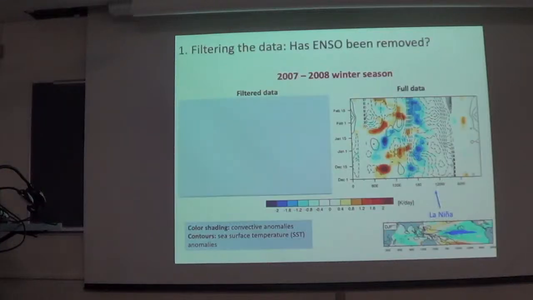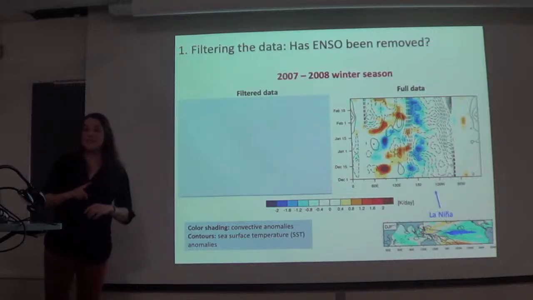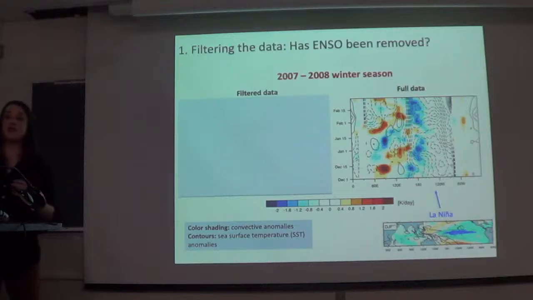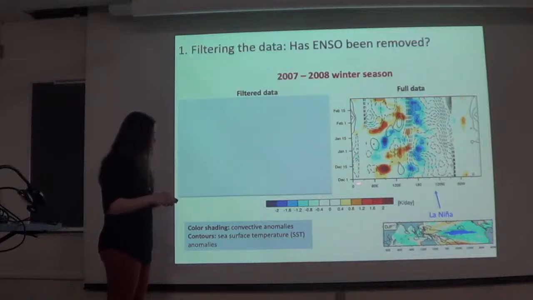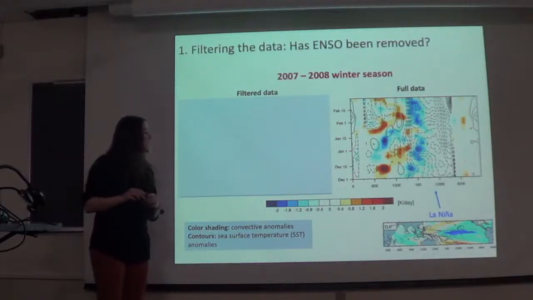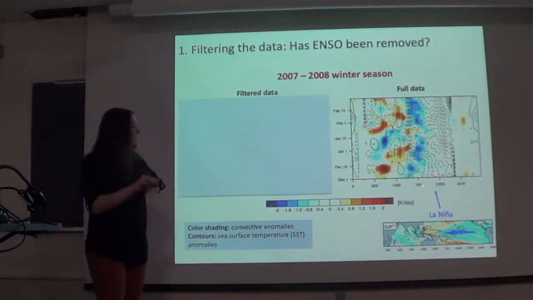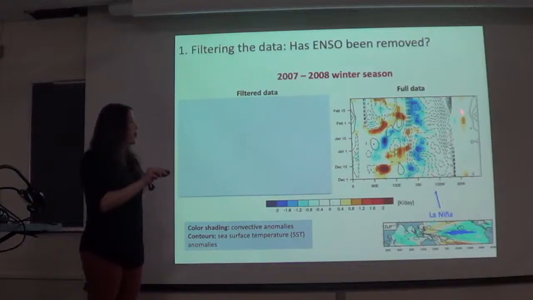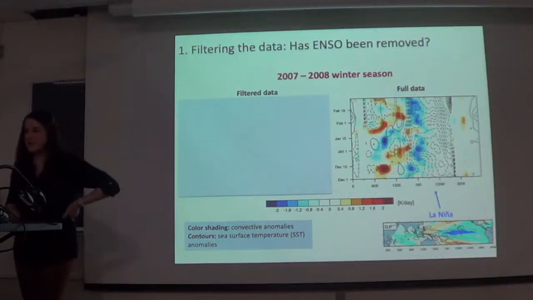So let me show you an example. So here we have the 2007 through 2008 winter season. And I chose this season because it had both an ENSO and several strong MJOs associated with it. So you can see this is the full data, so including everything. Here's longitude, and here's time on the y-axis. And heating is in the color shading. And then SSTs are in the contours, so you can see the La Nina event that happened in that season, persisting through the whole winter season. And then here are the MJO events that occurred that season. You can see them in the Indian Ocean and this kind of tilt, this eastward propagation. So this is the full unfiltered data.